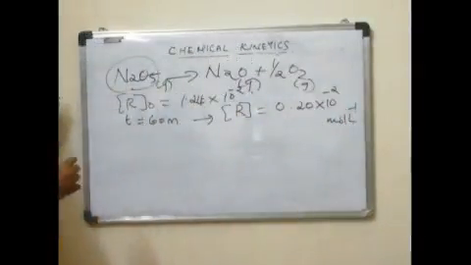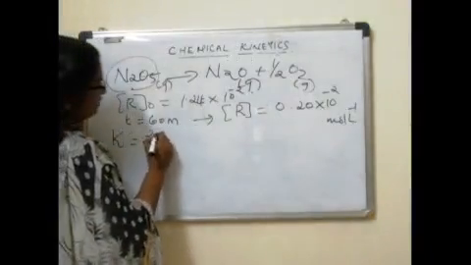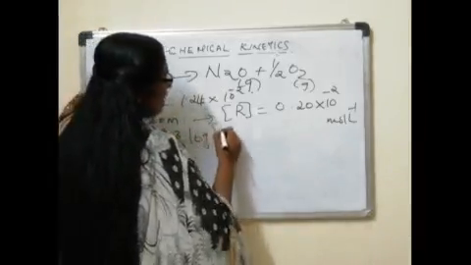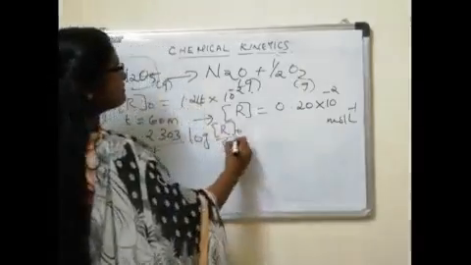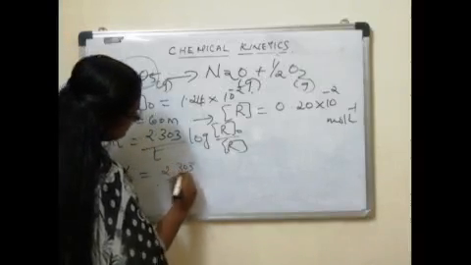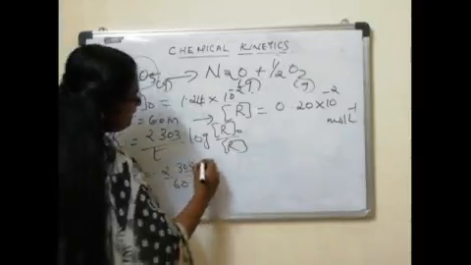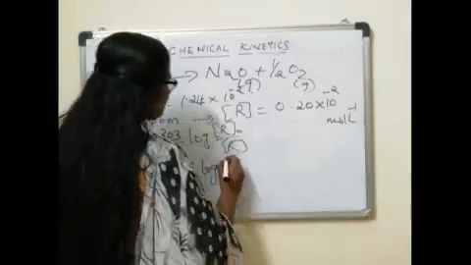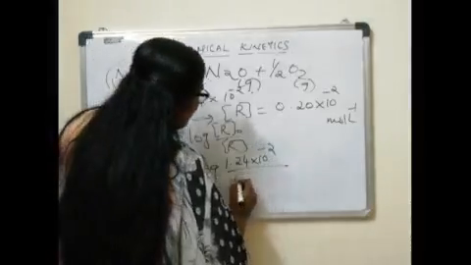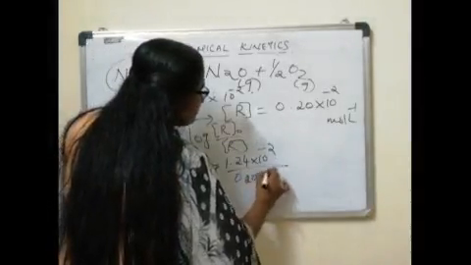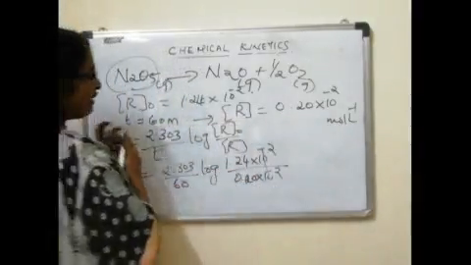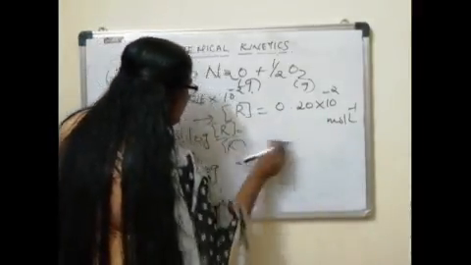You are asked to find the rate constant. Rate constant k is equal to 2.303 by t log R0 by R. Study this relation by heart. Just substitute these values, all the data are given except k. k is equal to 2.303 by 60 log of R0, the initial concentration, 1.24 into 10 raised to minus 2, divided by R, 0.20 into 10 raised to minus 2. This will cancel out. So we have to divide 12.4 by 2, that is equal to 6.2.